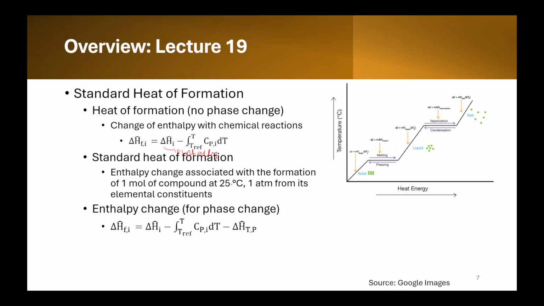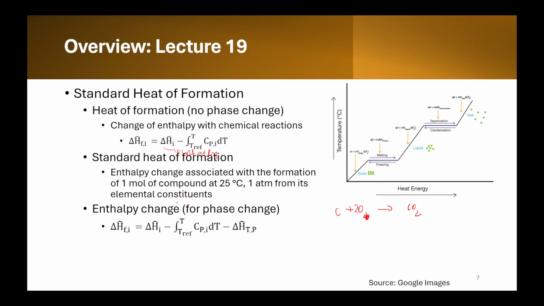Standard heat of formation is defined as the enthalpy change associated with the formation of 1 mole of compound at 25 degrees Celsius, 1 atmospheric pressure, from its elemental constituents. So basically, C plus O2 giving CO2. This is the reaction for formation of CO2. Whatever enthalpy change comes out from this reaction is the enthalpy of formation for CO2.